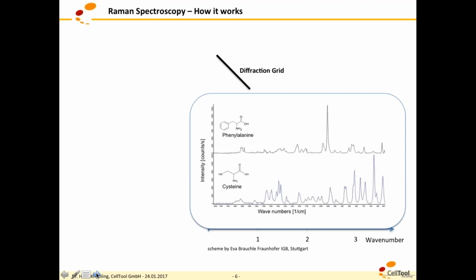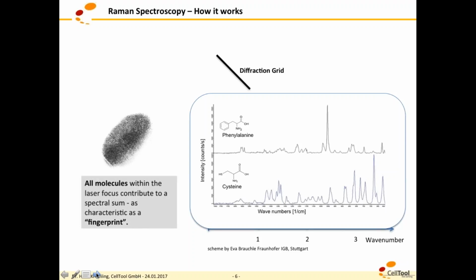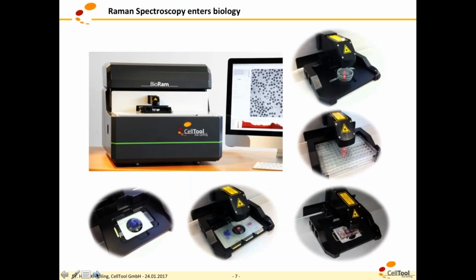And you can imagine all the different molecules within the laser focus, the analyzed part of the cell, contribute to the Raman spectrum, and altogether this forms a Raman spectrum which is as specific as a fingerprint for cell analysis, and with this you can discriminate cells or detect cells. So far about the theory.